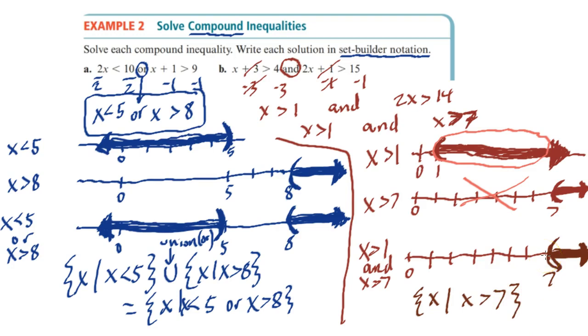And we're done. So keep in mind how OR and AND work. With OR, if it can be in either one, it'll be in our final OR result. And it has to be in both to be in our final AND result. So that's how it works. That's how compound inequalities work.